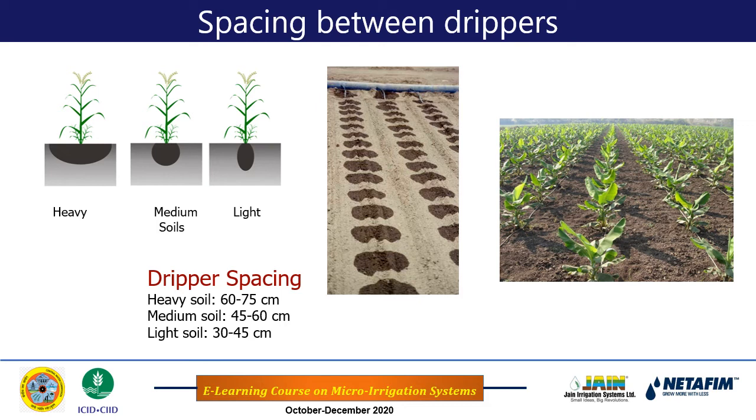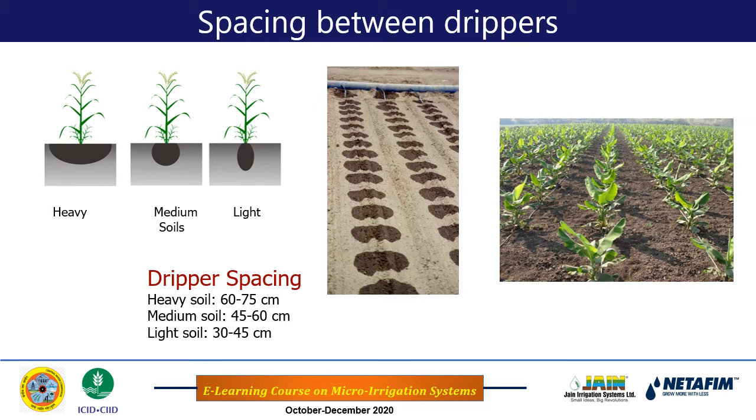So I have shown on the right hand side, this is the banana plantation wherein there is a single row of the lateral per row of the banana plant, and the emitter should be spaced in such a way that the entire strip of the banana row should be wetted, and for that the spacing between emitters should be as per the criteria which I have mentioned here, and I think this is very important.